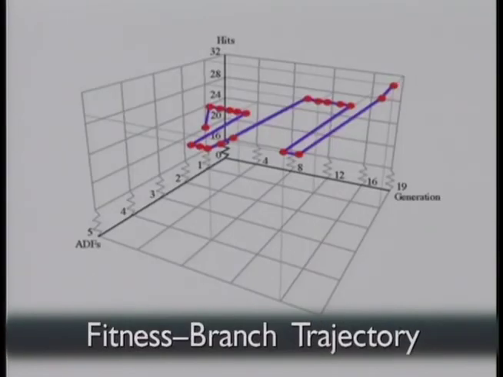This fitness branch trajectory shows the progressive change in the number of ADFs and fitness over the generations for one particular run. We have thus seen how genetic programming can simultaneously evolutionarily select the architecture of the overall program while solving a problem.